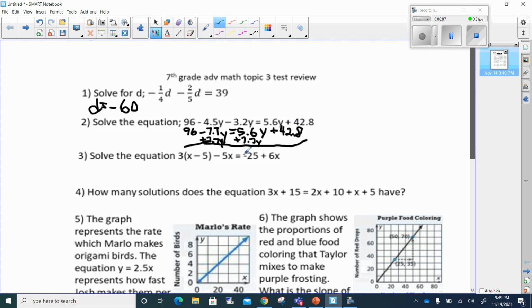All right, running out of room. I guess I should do this over here. So I think I'm going to rewrite it over here where you can see a little better. 96 I never touched. Negative 7.7 plus 7.7 is 0. So this is not going to come down at all, which leaves me the equal sign.